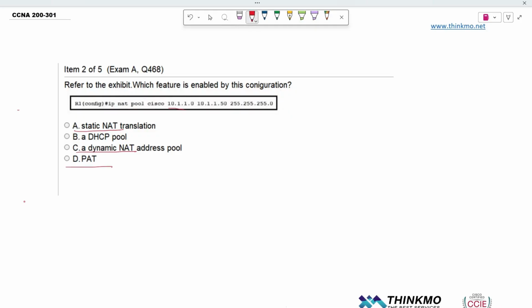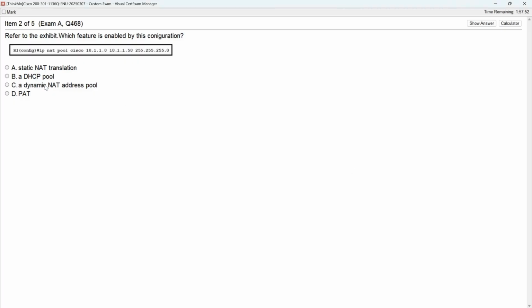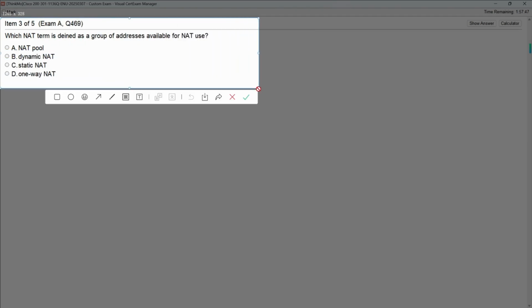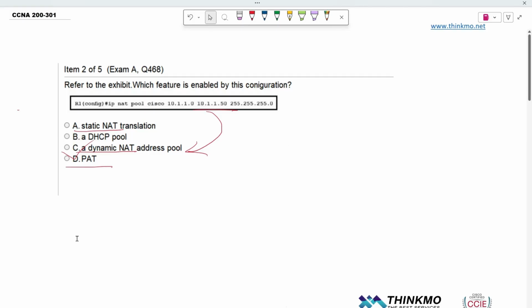Here, an address pool is configured ranging from 10.1.1.0 to 10.1.1.150, right? So this is a dynamic NAT. The correct answer is C. Let's take a closer look at the correct answer, which is option C. All right, question 3. The third question is still about NAT.